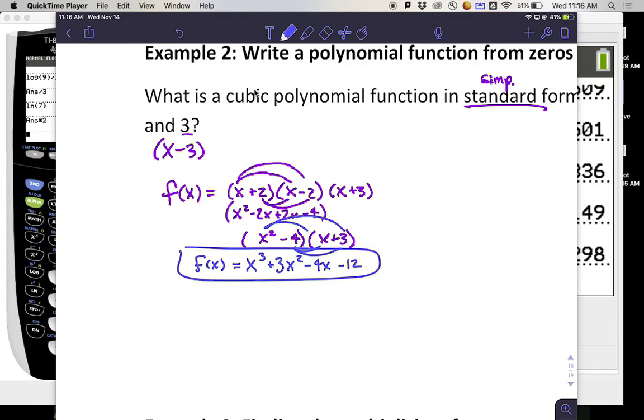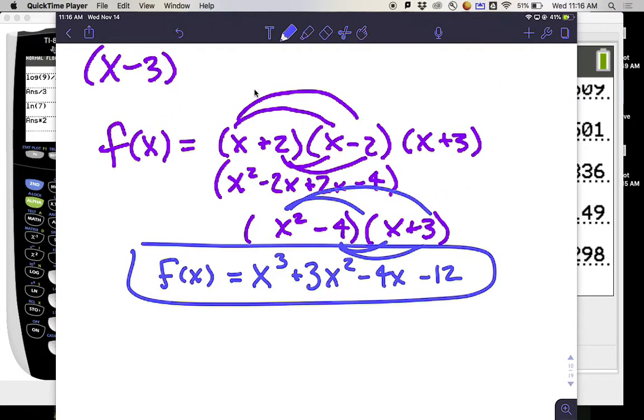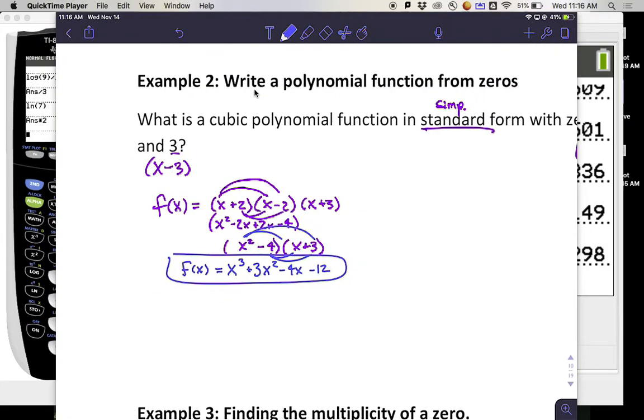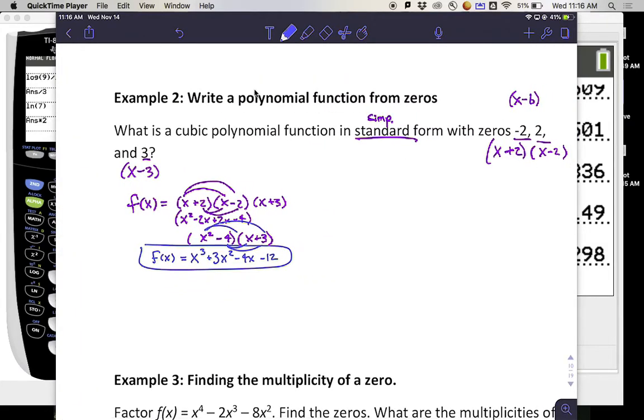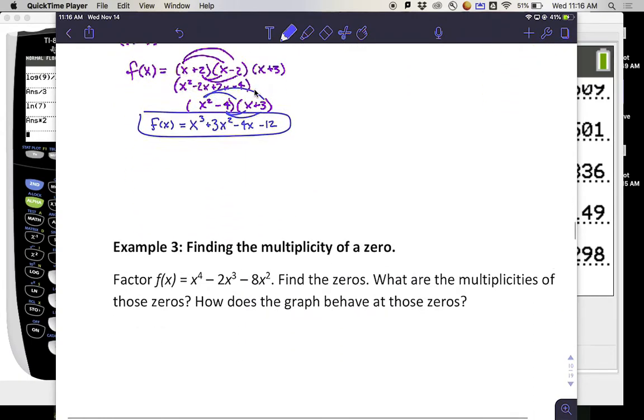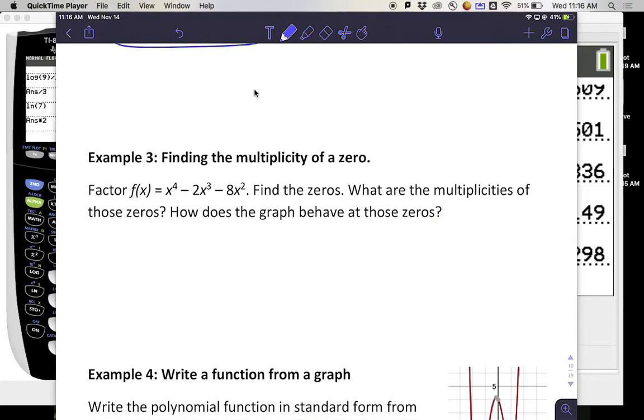Now, since you can have different things going on as far as vertical stretches and shrinks, you can actually multiply by an a value, but they don't ask for that in this case, so we don't need to do that. But I think here in a minute we'll see an example where we do need to do that.